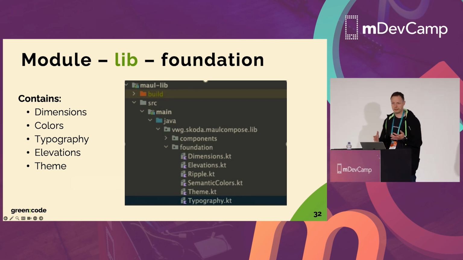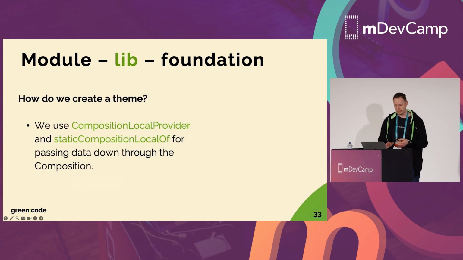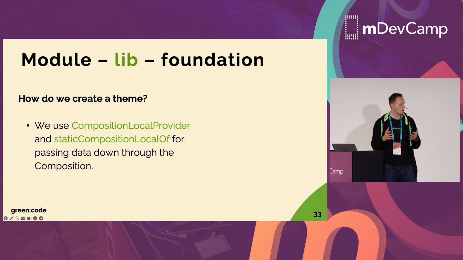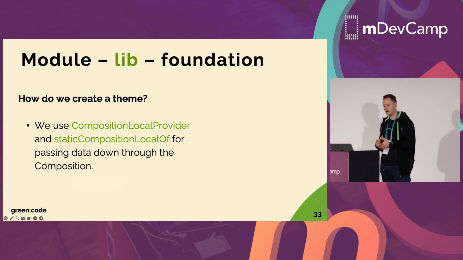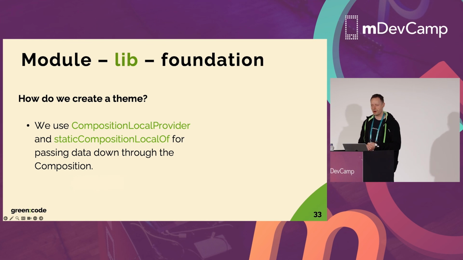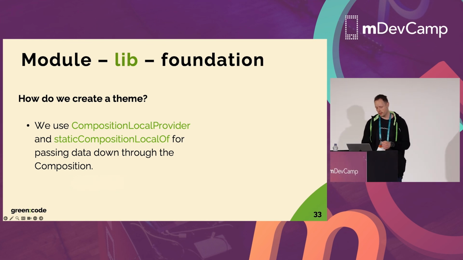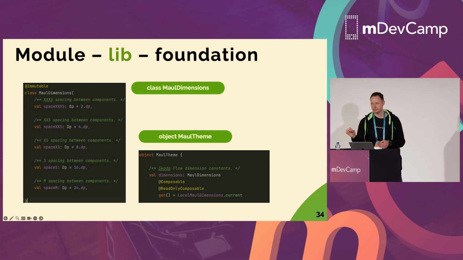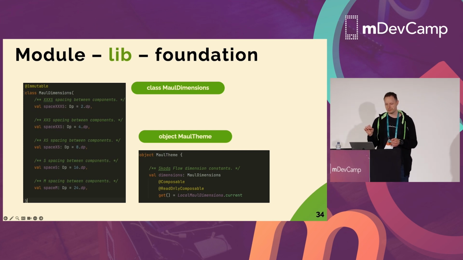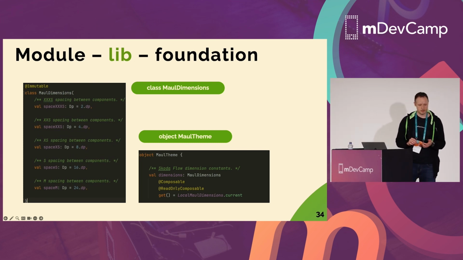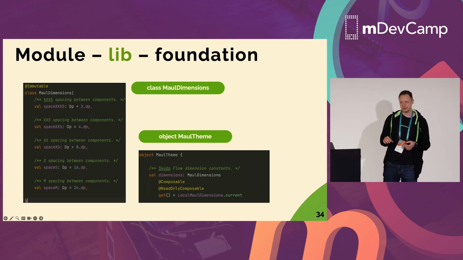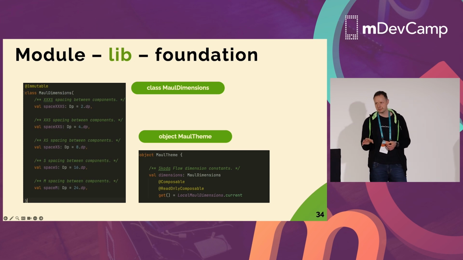And how do we create a theme? We use CompositionLocalProvider and staticCompositionLocalOf method for passing data through the Compose tree. And I'll give you an example. We would like to access some dimension in some Compose function. So we have here a class SmallDimensions with dimensions inside, and we have the object MolTheme with the value dimensions.